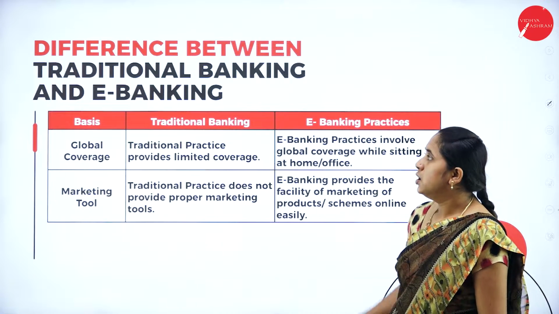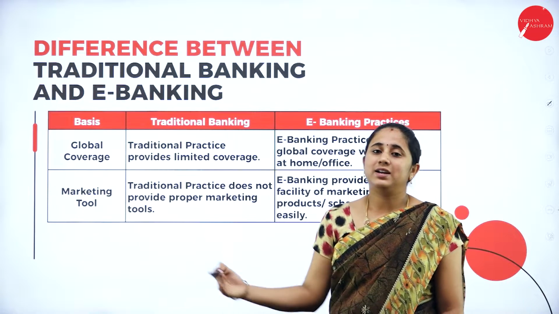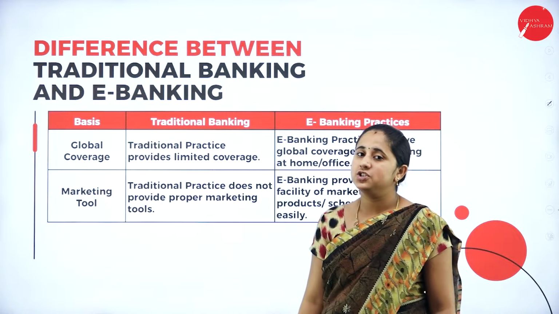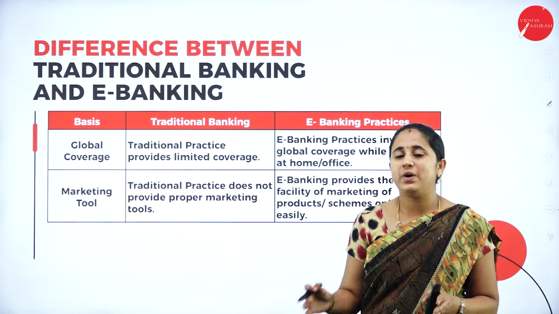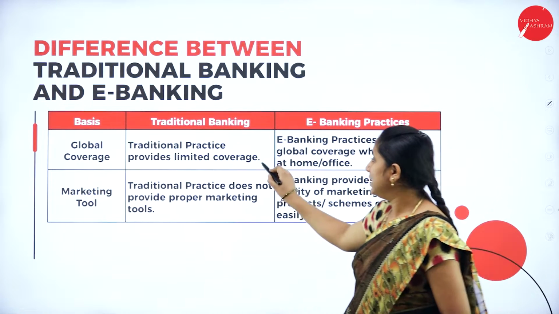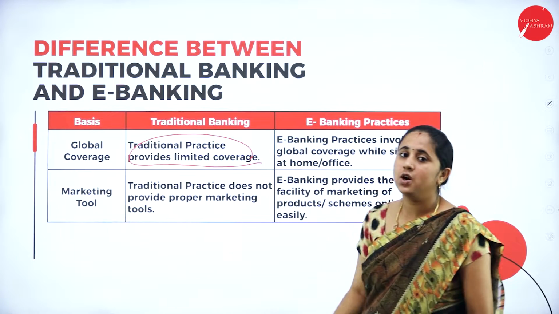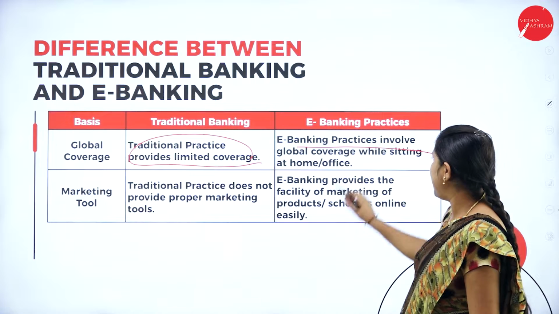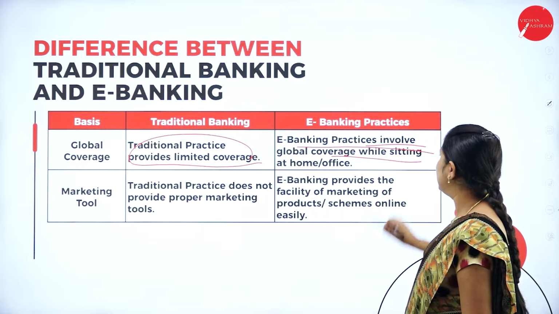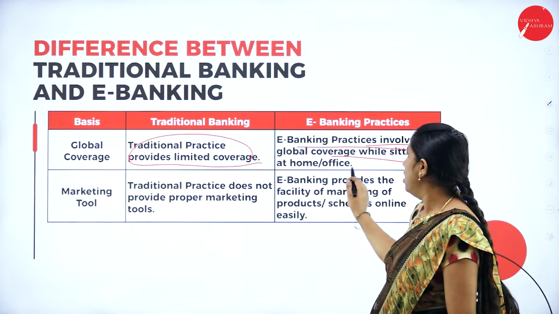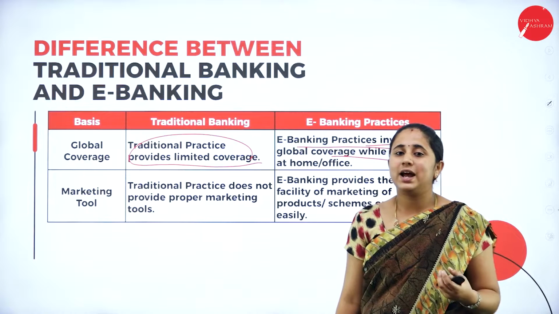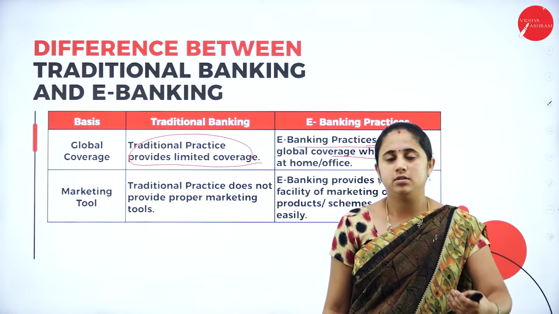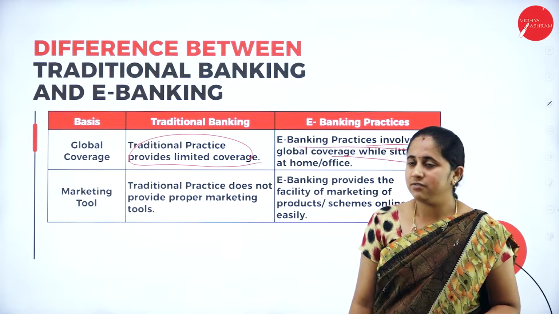So next one, what are the differences between traditional banking and e-banking? So first one is global coverage. Under traditional banking, the coverage is limited. So limited coverage under traditional banking, wider coverage, global coverage under e-banking. E-banking practice involves global coverage while sitting at home or office. So you can undertake all the transaction whenever you want. So sitting at home, you can transfer the fund for other individual.